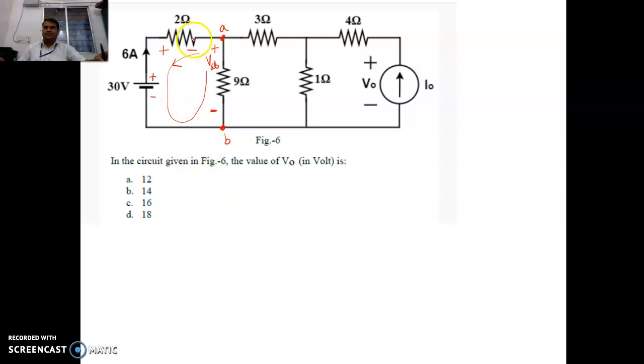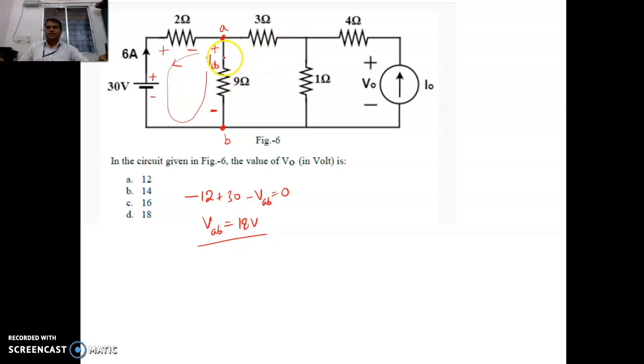Okay, let us move in this direction. What we encounter first is a minus sign, so minus 6 times 2, which is 12, then plus 30, then minus again, minus VAB is equal to 0. From this equation VAB is equal to 18 volts. So that is how we get the value of VAB.